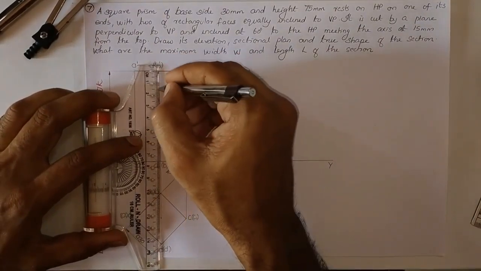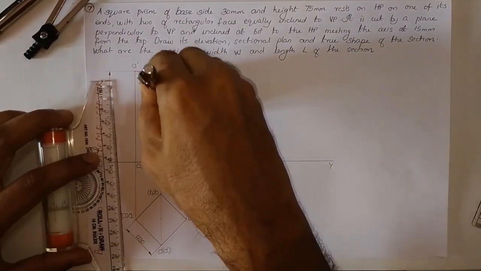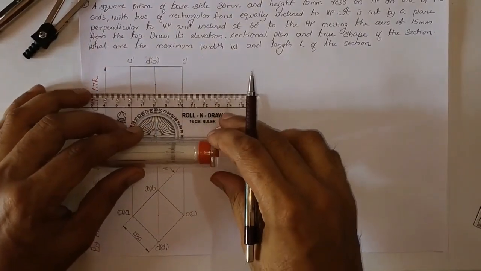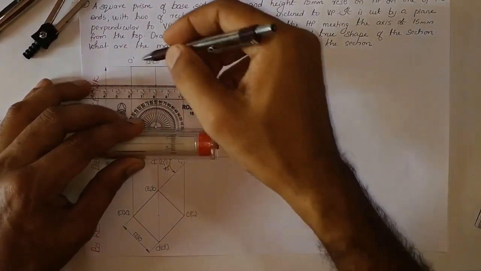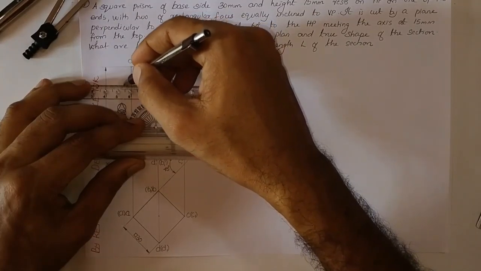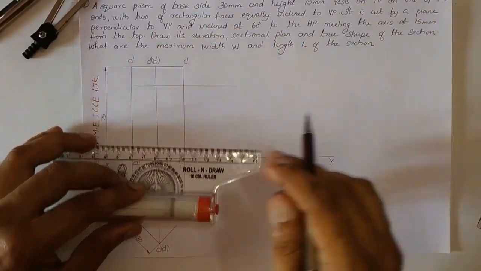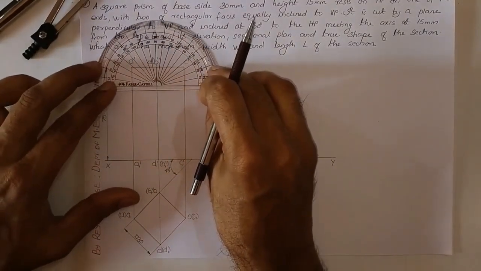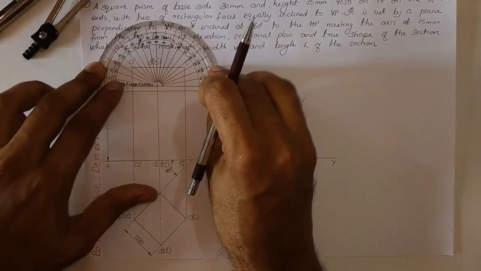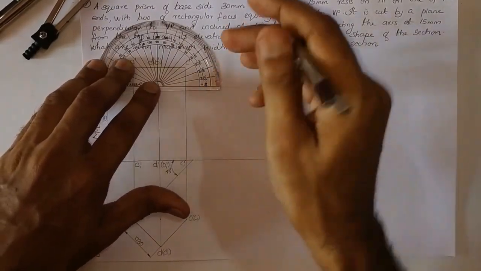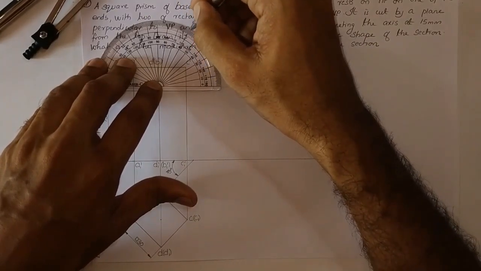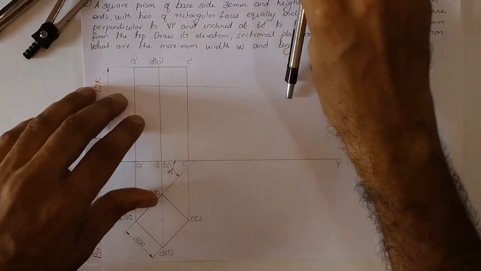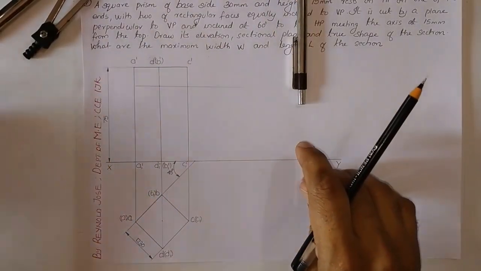So let us mark a point 15 mm from the top. So the section plane is passing through this point. Now let us draw a reference line here, a thin line, and with respect to this line, let us take an angle of 60 degrees. So an angle of 60 degrees. And we shall draw our section plane as a thick line.